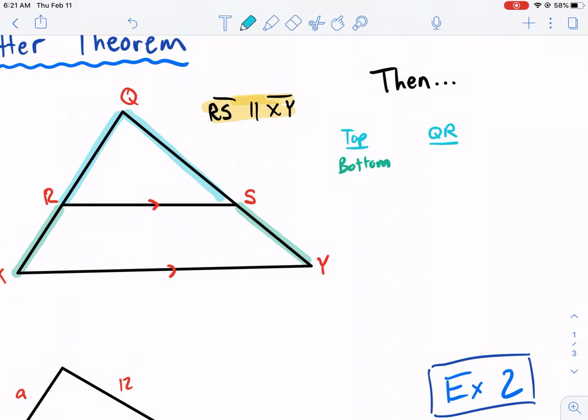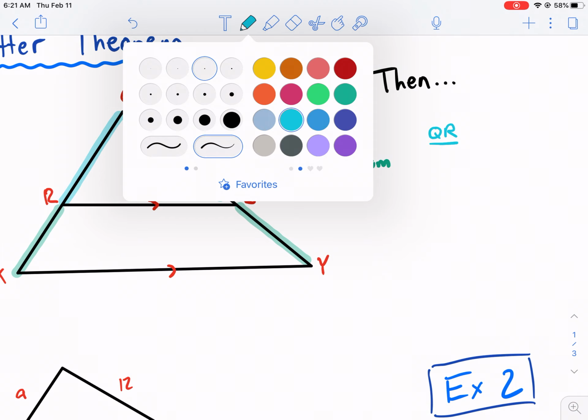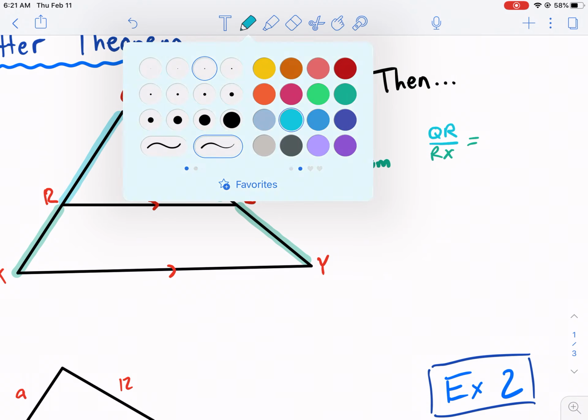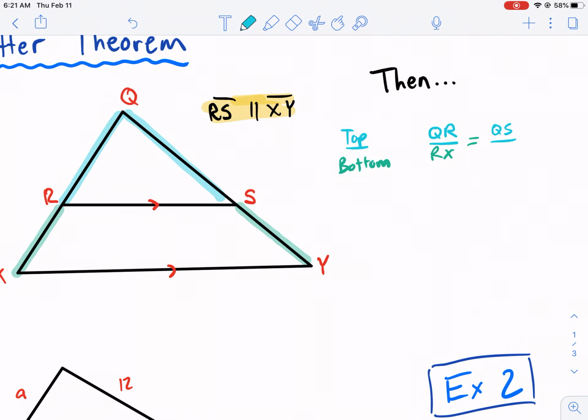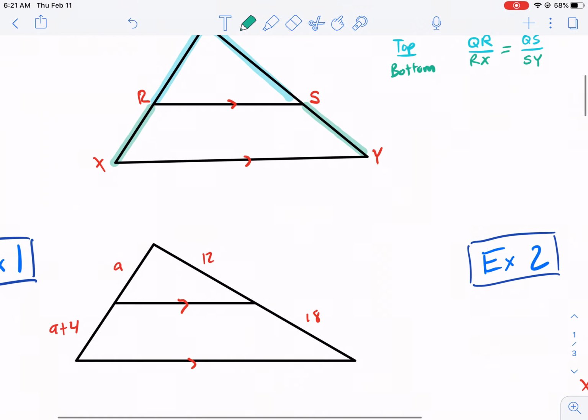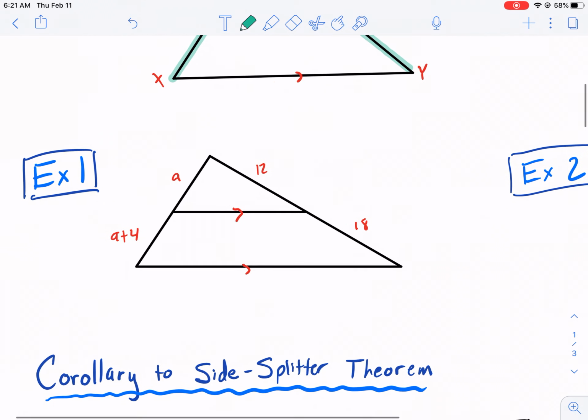So let me go ahead and put this into segment notation. So we have QR over RX is going to be proportionate to QS over SY. And this is also true if you reverse it. So if you put the bottom on top, okay, and the top on the bottom, that is also true. But I like to just think top to bottom. But again, you can flip the proportion and that will be an equivalent proportion. So these two segments, their ratios are similar, okay? Let's go ahead and apply it and see what that is all about.